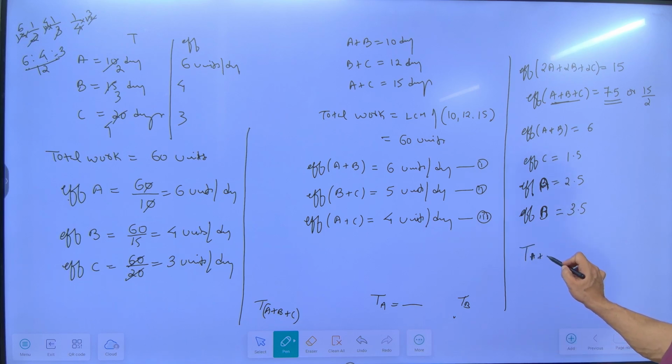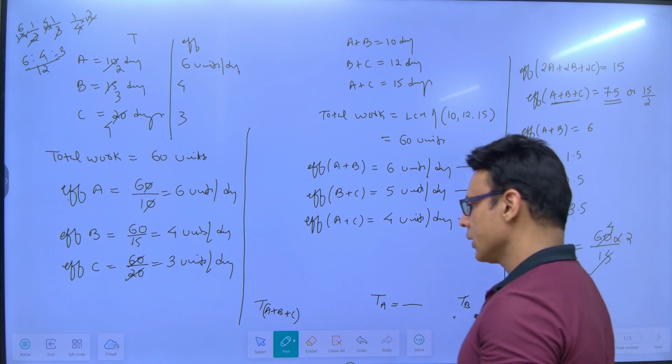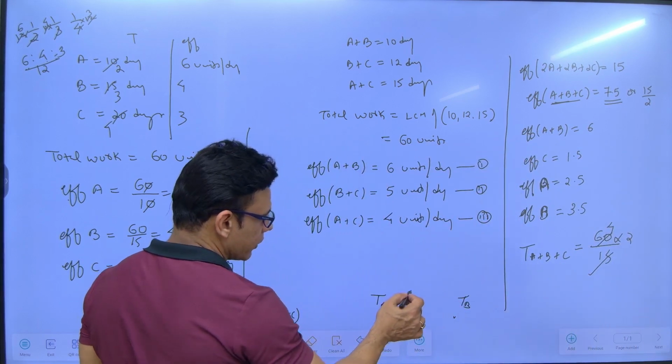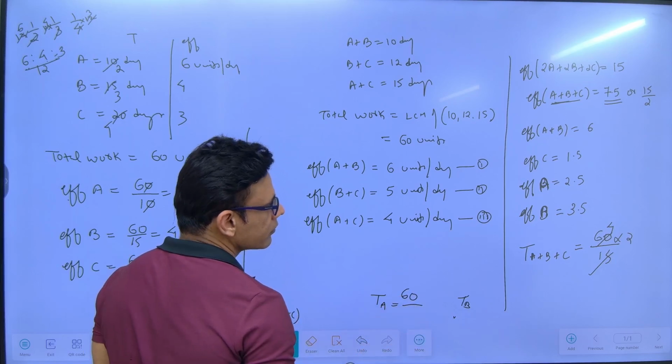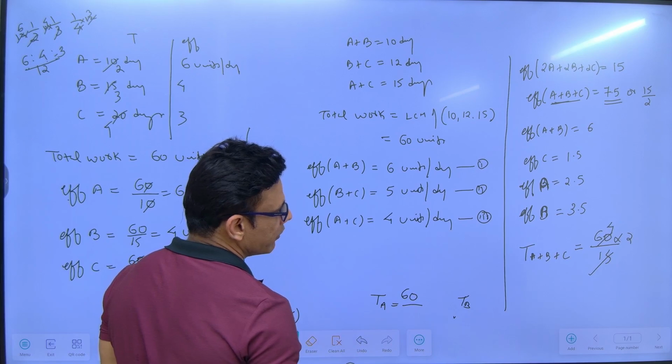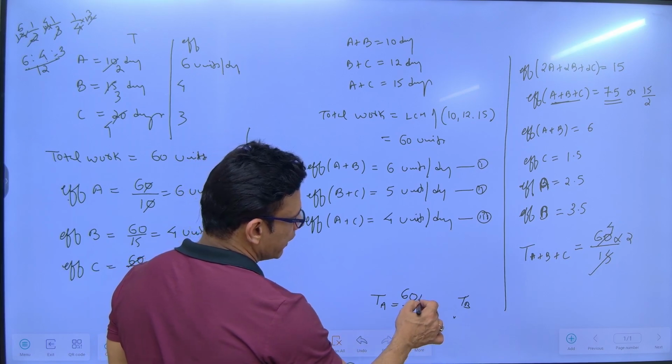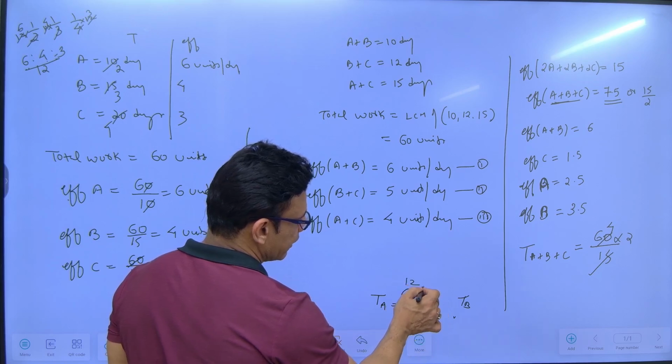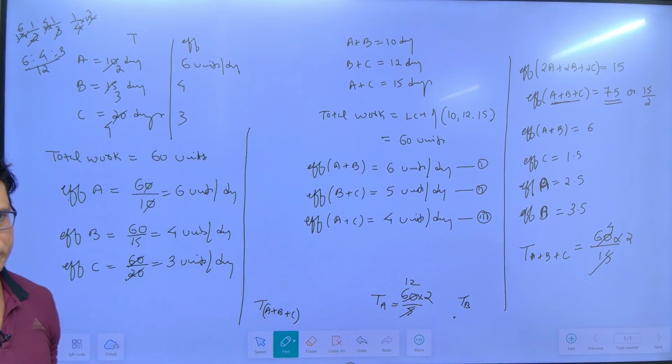Time taken by A plus B plus C to finish this work: the total work is 60, and A plus B plus C is 15 by 2. 2 will go up, 15 4s are 60, 4 2s are 8 days. If I had to find out the time taken by A, A also has to do 60 units, and the efficiency of A is 2.5, just 5 by 2, so 5 12s are 60, 2 12s are 24 days. And you can find out individual efficiencies, right?